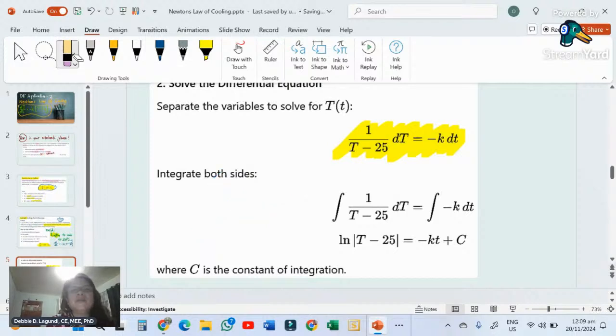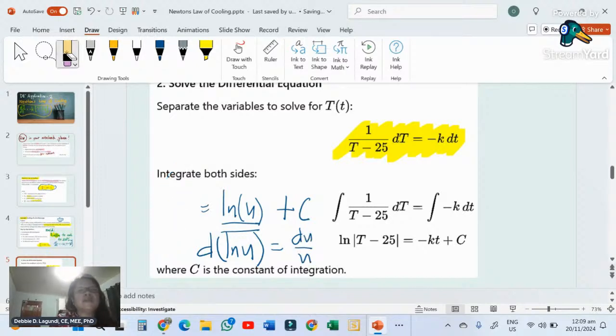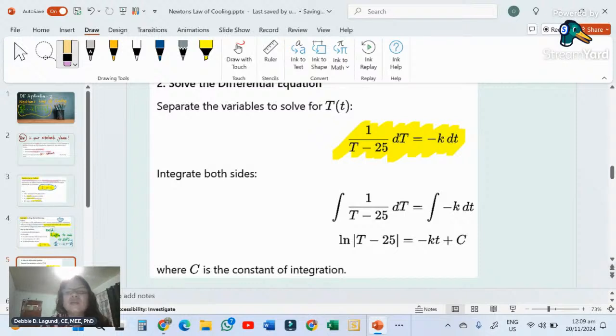Hang on, I am mixing up differential calculus and integration now. In the integration, if you have du over u, that is ln u, right? If you integrate du over u, then you get ln u plus c. If you get the derivative of ln u, then that would be du over u. So our u is 1 and our du, it's all mixed up. Our du is 1 and our u is T minus 25.